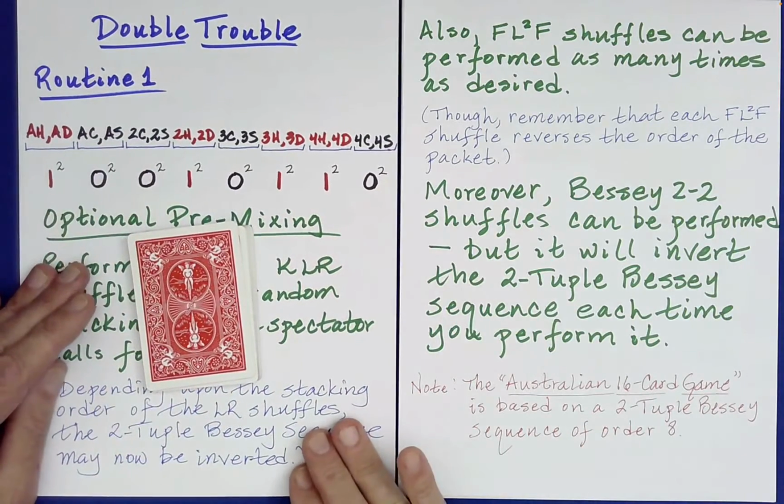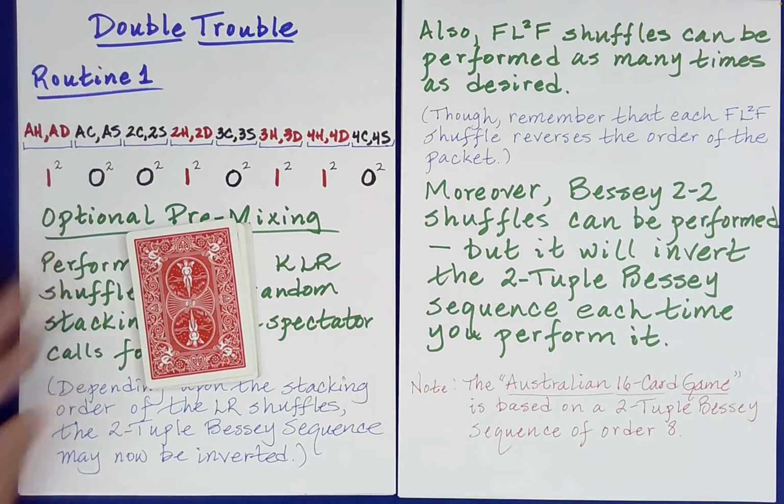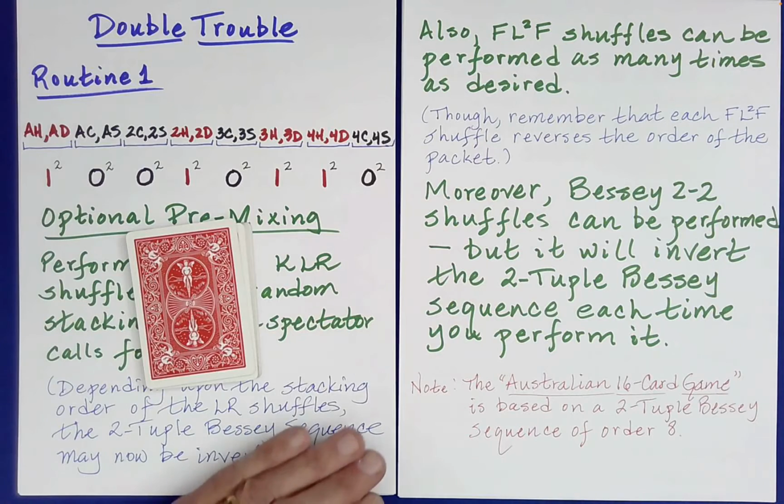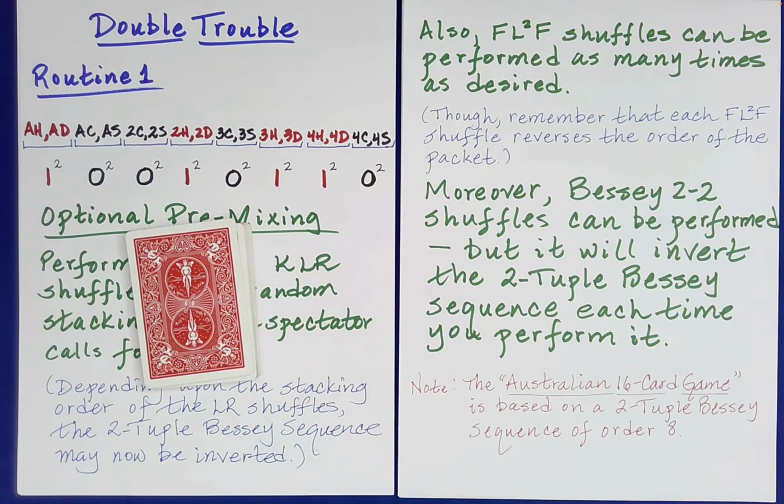16-card game. This is really fun to perform, and it's a very interesting effect. Now, before I gave these n-Tuple Bessey sequences their names, I actually used a, quote, two-tuple Bessey sequence of order 8 within that performance. But this was before I formally thought through that these are important structures for us to study moving forward, because they could be extremely valuable in so many different applications. But I didn't have the nomenclature in place to know what to call it.